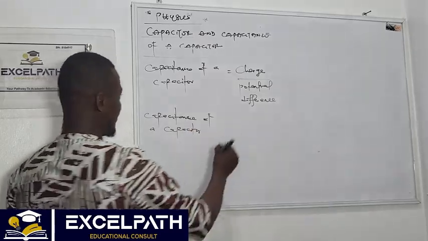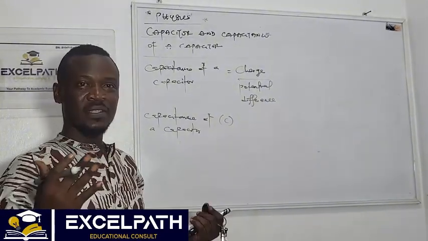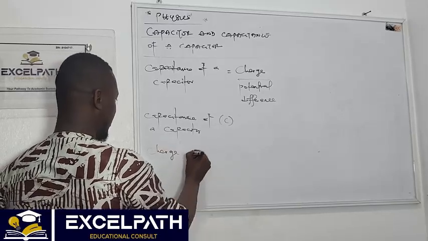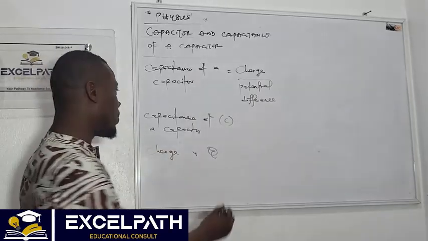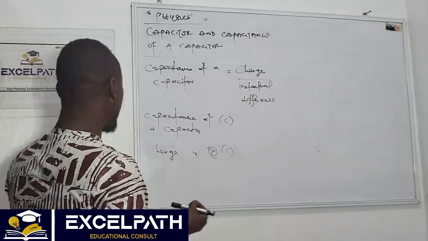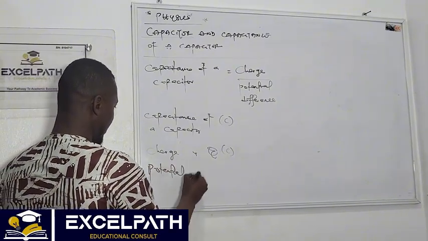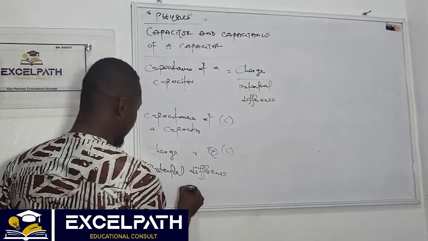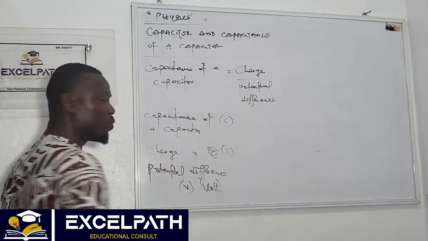is denoted as C, which is the symbol. Another word for denoted is symbol. While your charge is denoted as Q, but it is measured in coulomb, which is the SI unit. While your potential difference is denoted as V, and it is measured in volts.